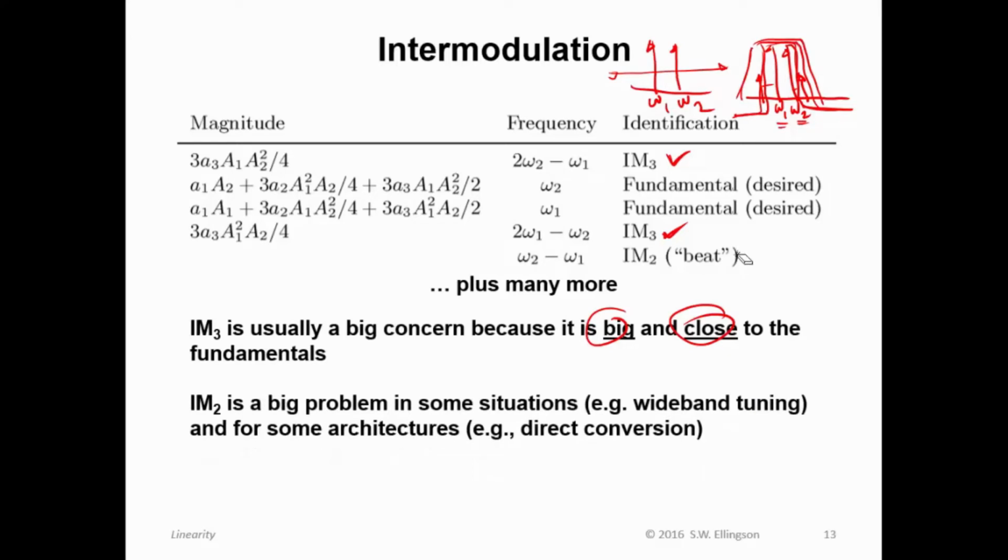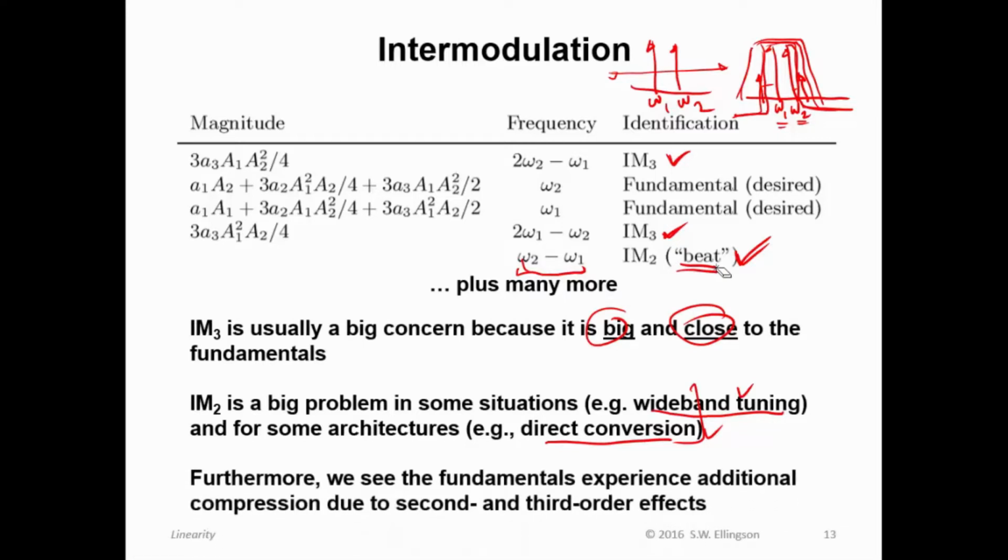Second order intermodulation is a big problem in some situations. Now when we talk about receivers, we'll talk about the issue of wideband tuning, we'll talk about direct conversion, but if you're interested in either one of those two things, then the second order intermodulation is very annoying. You'll see that if you have two frequencies which are relatively close together, omega 2 and omega 1, the difference between them is very, very close to DC. That particular product we refer to as the beat product. It's the difference in frequencies.